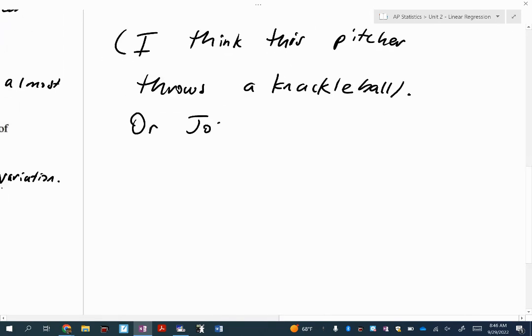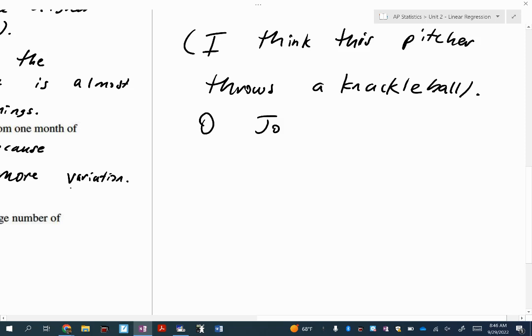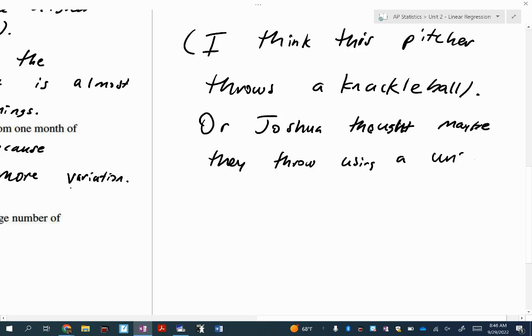Or Joshua thought maybe they throw using a unique style. I'll say example submarine. The guy using the sticky stuff?